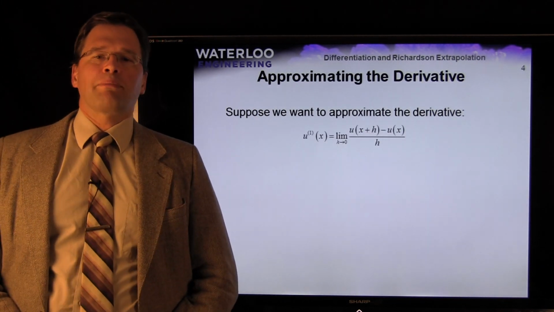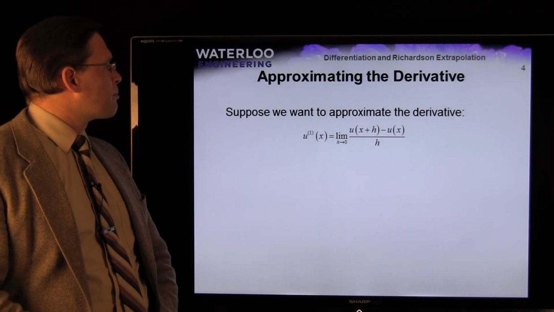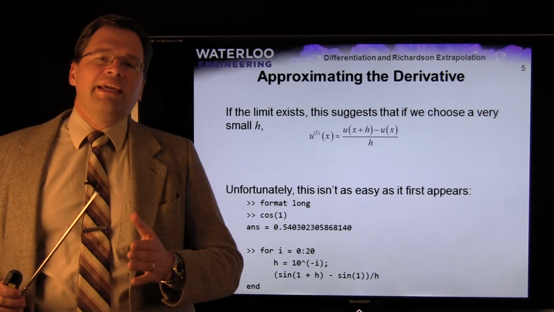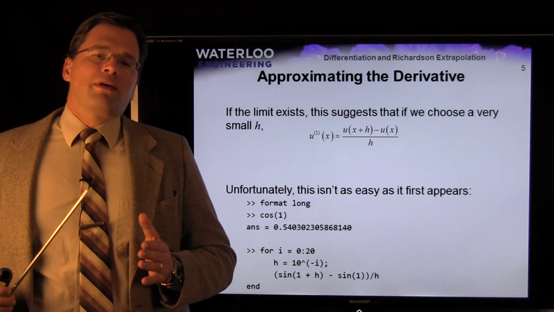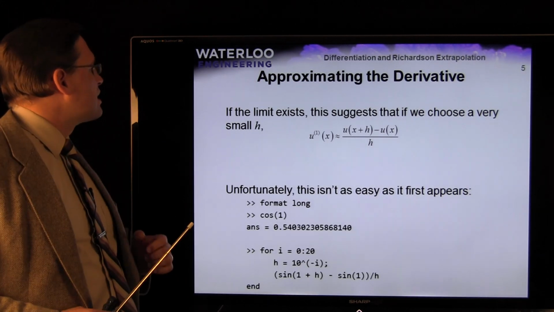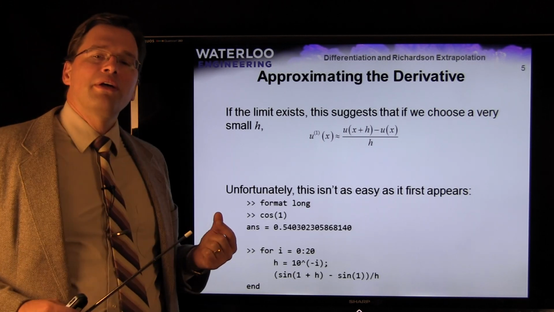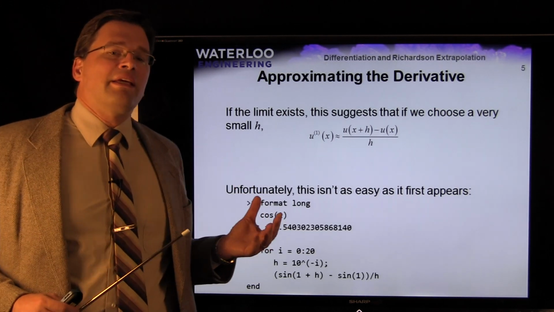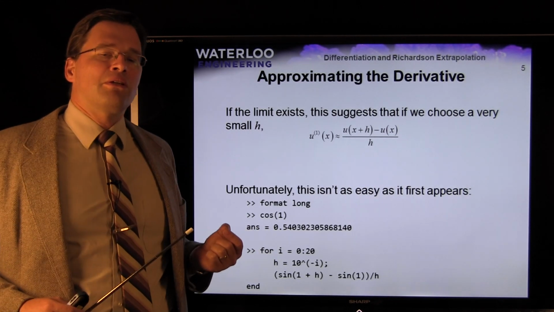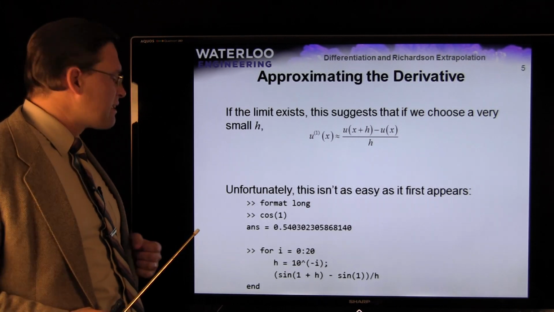So suppose we want to approximate the derivative. Now this is the formula you saw in first year for approximating the derivative. What this says is that if h is very small, then in the limit it equals the derivative. But if we use just a fixed small value of h, say h equal to 0.001, we should get a reasonably close approximation of the derivative. Unfortunately, this isn't as easy as it seems.